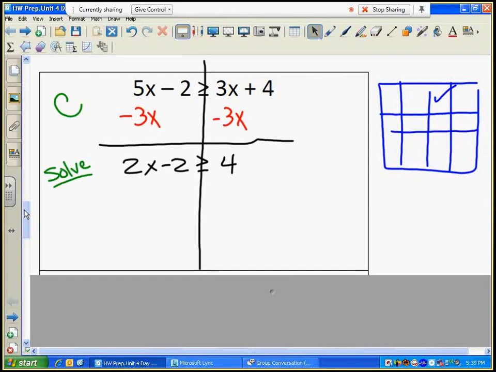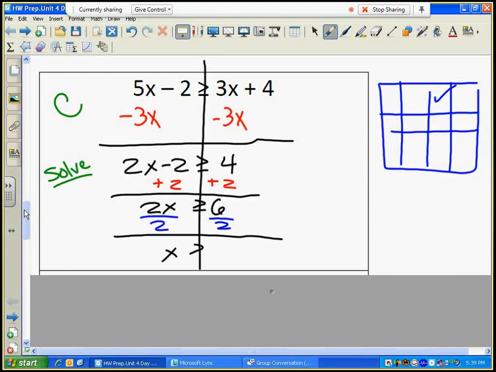Okay, so I will subtract 2 from both sides. Gives me 2x is greater than or equal to, sorry, I need to add 2 to each side. Oopsie. That's going to be 6. Now notice, as I divide away this 2, what I'm dividing by is not a negative. I'm dividing away a positive number. So that means I am not going to flip the inequality. The only time I'll flip the inequality is if I multiply or divide by a negative number during that solving process. So x should be greater than or equal to 3.